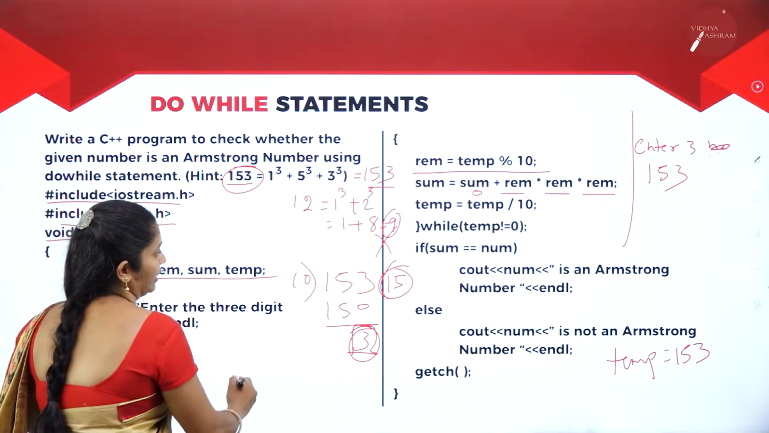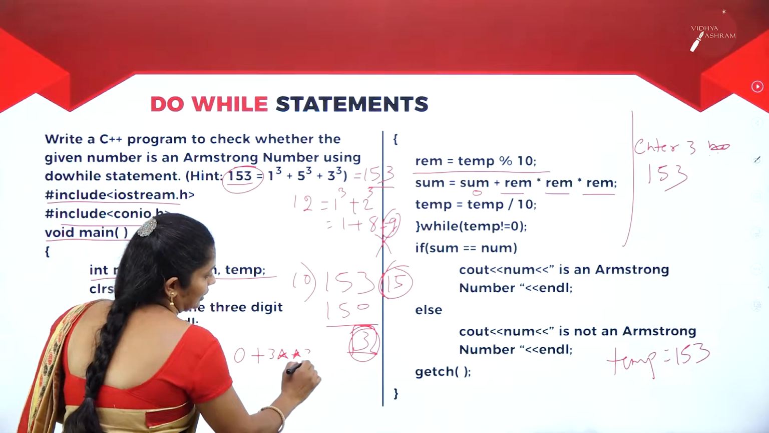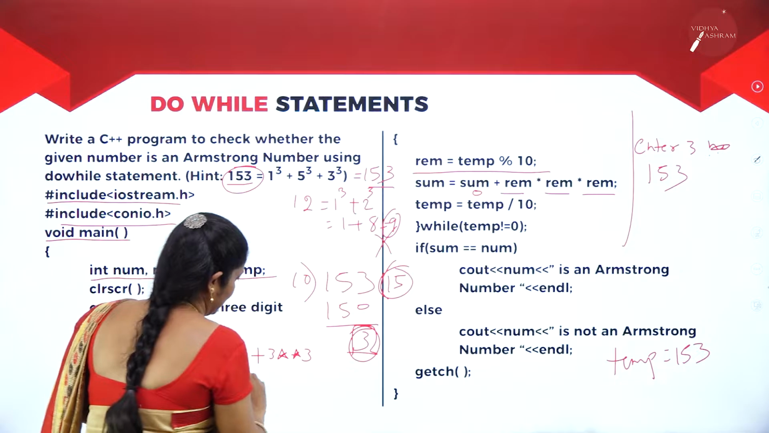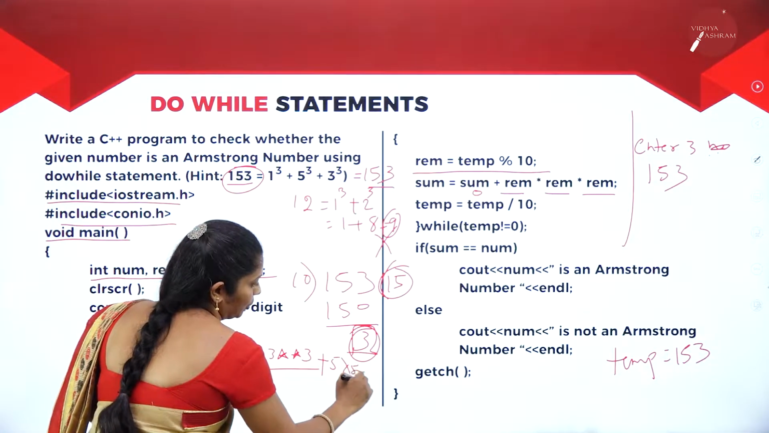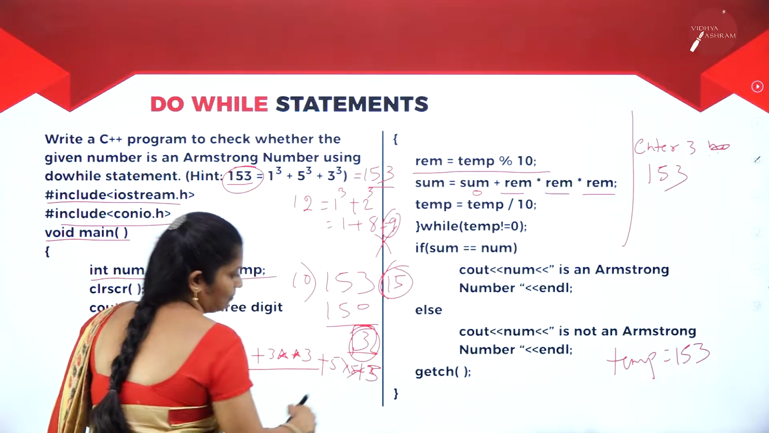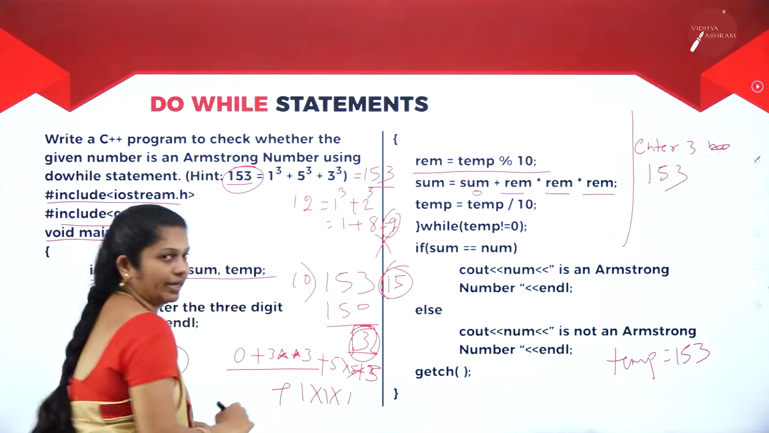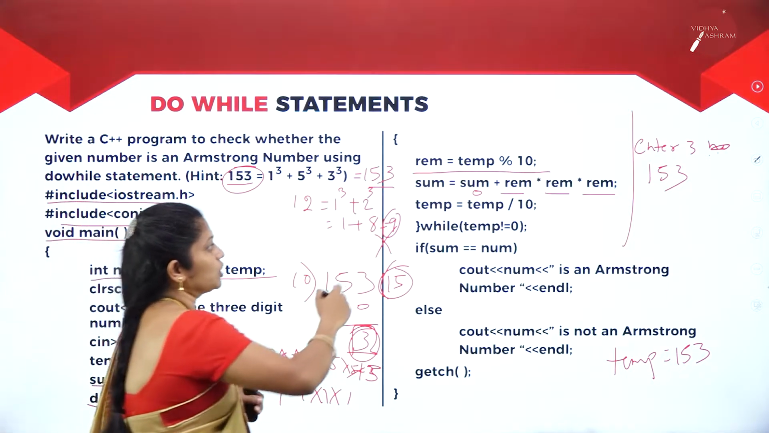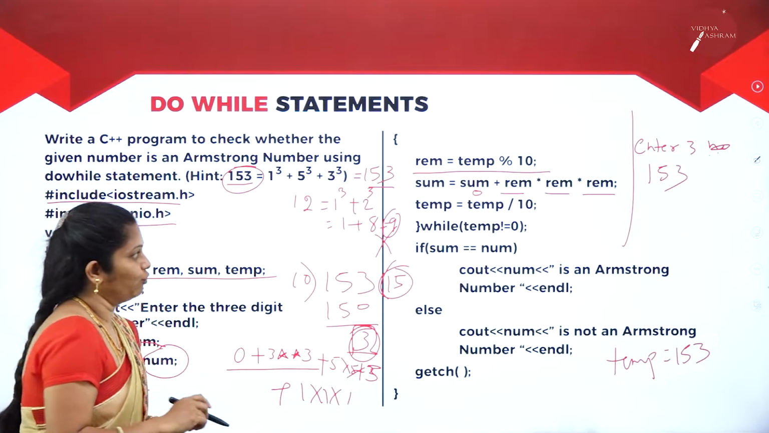The first time it will take 0 plus 3 into 3 into 3. Then once again, to this result it will add 5 into 5 into 5. Then once again plus 1 into 1 into 1 it will take. Like this it will perform. This loop will continue until the condition is satisfied.